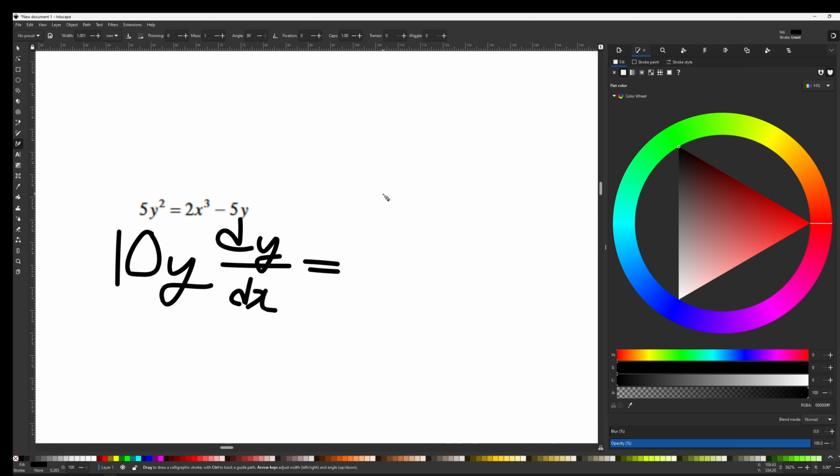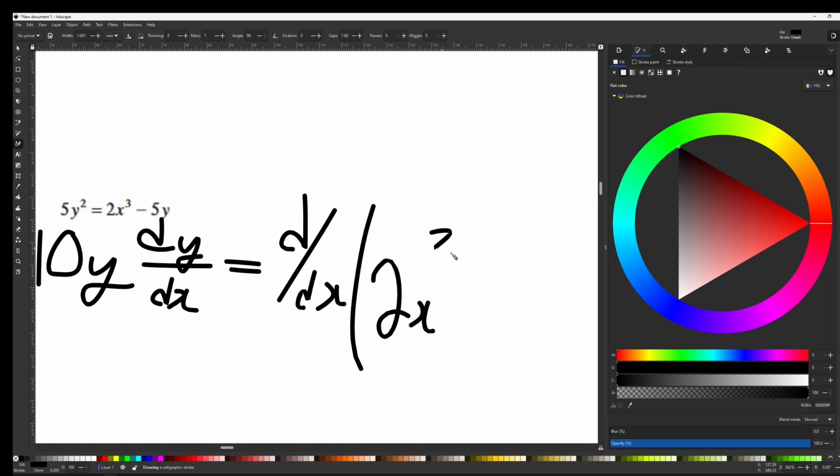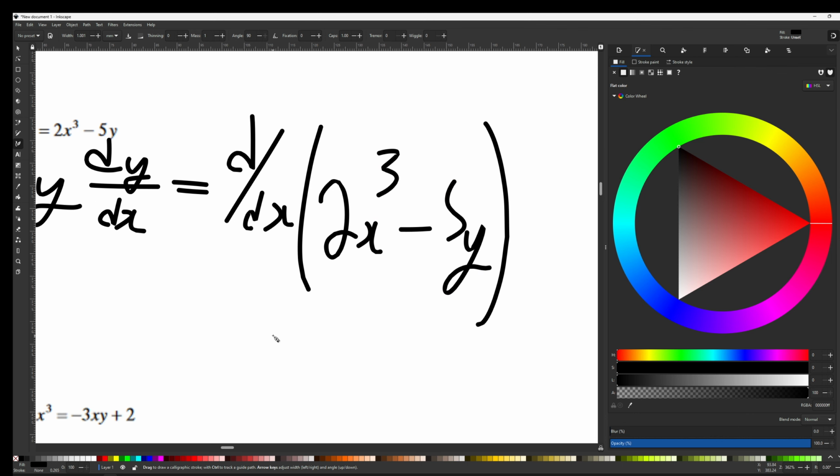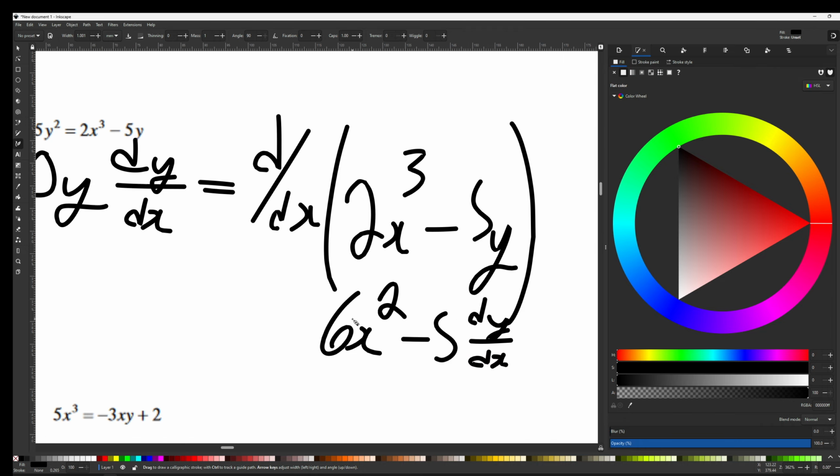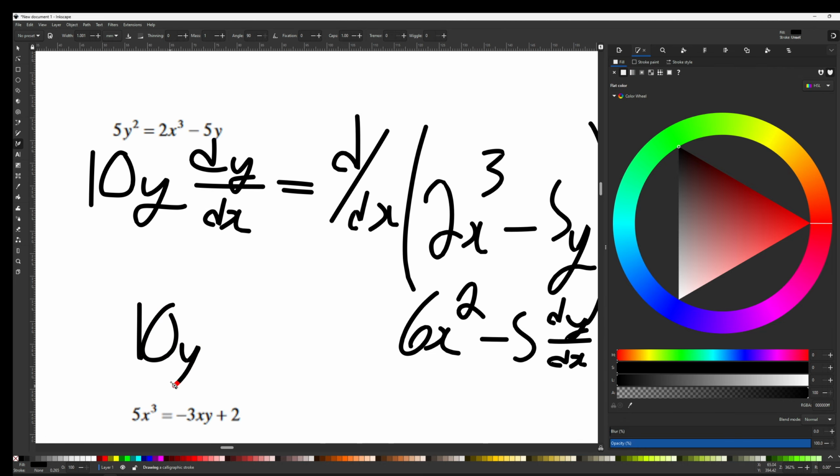It's equal to the derivative of 2x cubed minus 5y. So the derivative of 2x cubed is going to be 2 times 3x squared, which is 6x squared, minus 5 dy/dx, because the derivative of negative 5y is just negative 5 dy/dx. So 10y dy/dx is equal to all this.